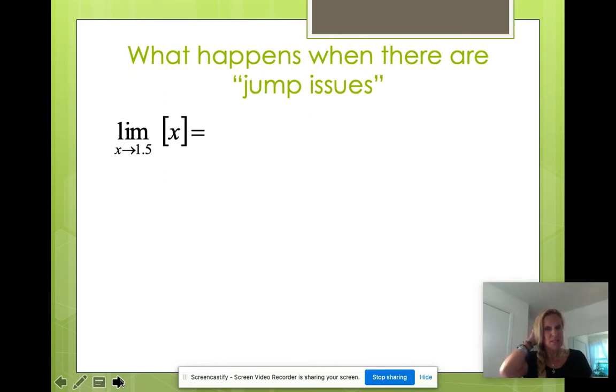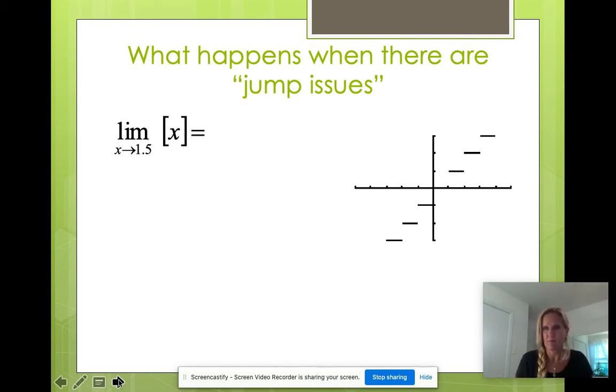Now, that was a point discontinuity. What about a jump? So here is the greatest integer function, right? We think of this as the round down function. So when you input 1.5, you get a 1 out of that, right? When I input 1.5, round down to the greatest integer that you've already written down, that's a 1. But what about at 2? What happens at x equals 2?